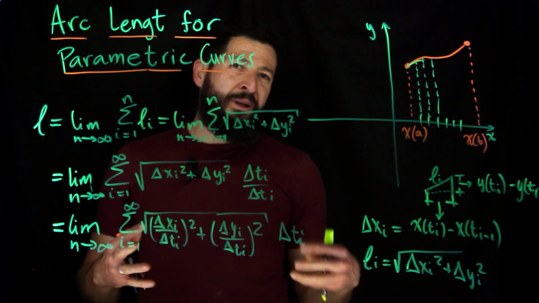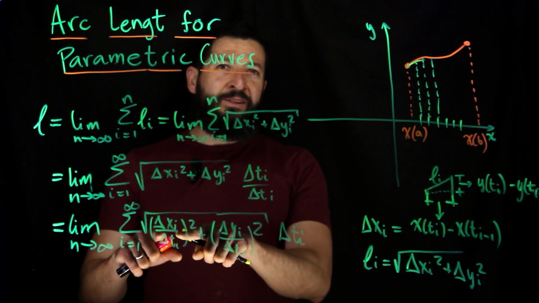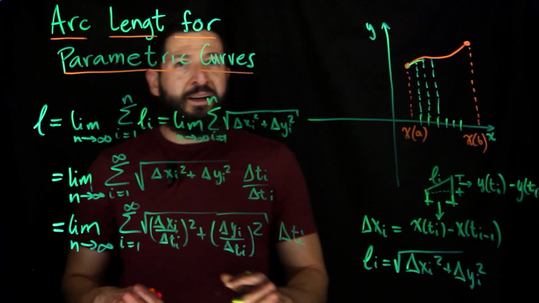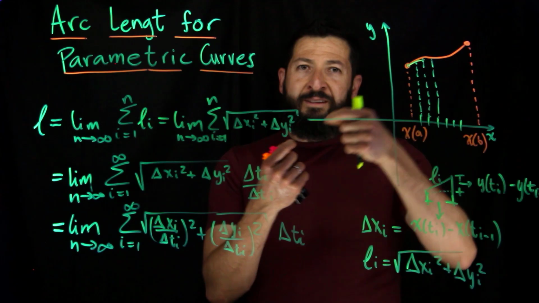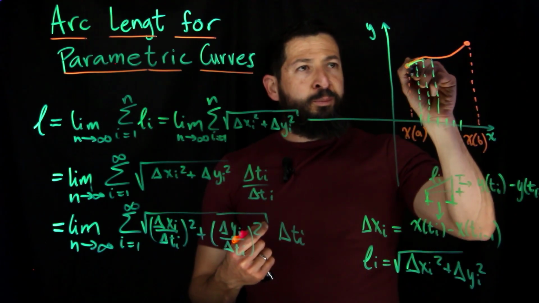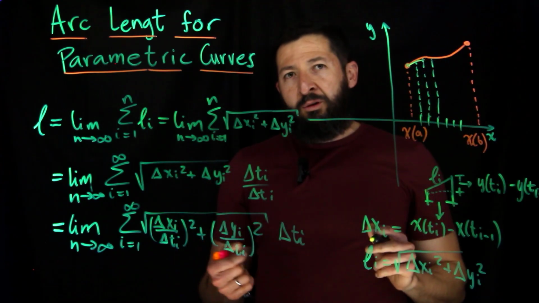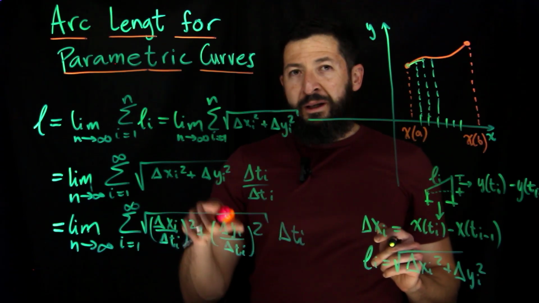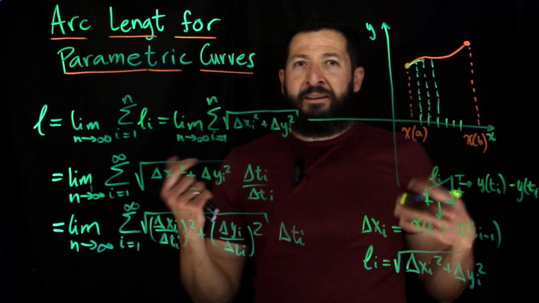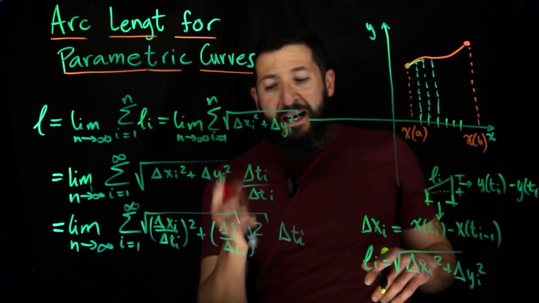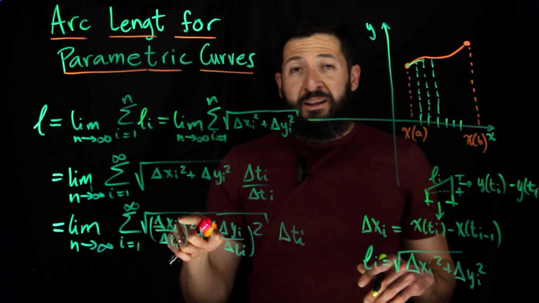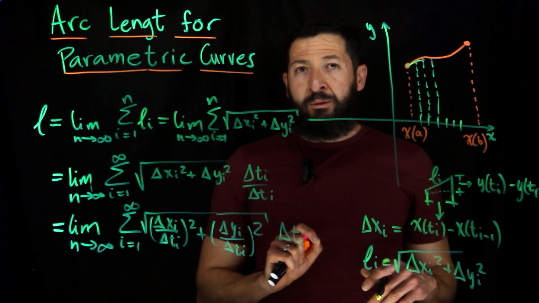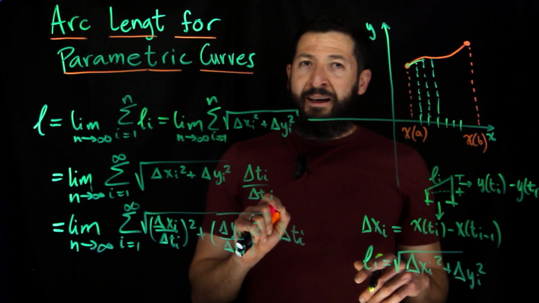And here I have to be a little bit mindful because these are differences. Each one of these delta xi over delta ti is going to be the slope of the secant line between each one of these points. And so I have to use the mean value theorem to know that there's going to be some value, say ti tilde, and then some value ti hat, for which this secant is equal to x prime at ti tilde, and this one will be equal to y prime at ti hat.